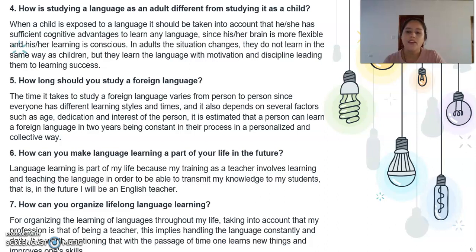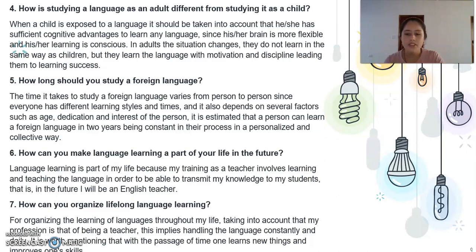How can you make language learning a part of your life in the future? Language learning is a part of my life because my training is as a teacher, involving learning and teaching the language in order to be able to transmit my knowledge to my students. That is, in the future, I will be an English teacher.